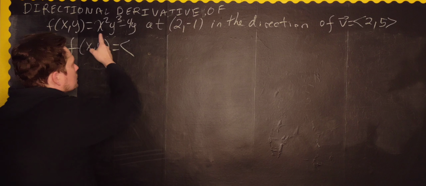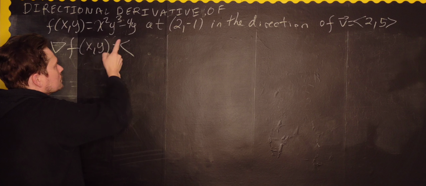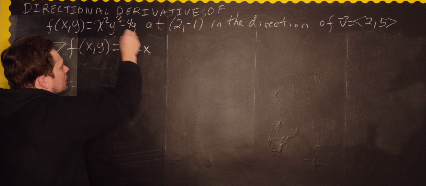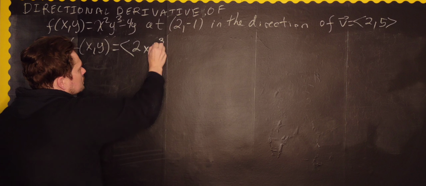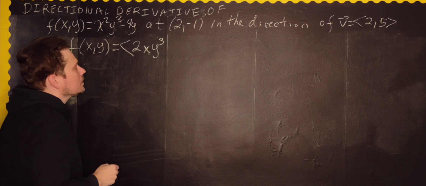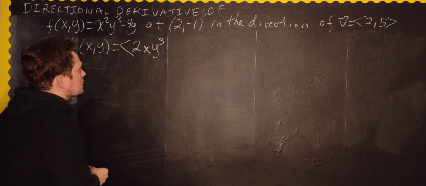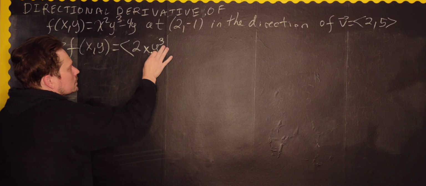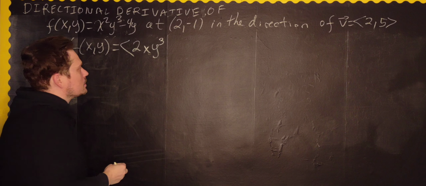So differentiate this with respect to x. With respect to x, x squared differentiates to 2x. This y cubed is like a constant, it doesn't change, and the negative 4y, again, is like a constant, so basically that derivative with respect to x is 0, it just goes away.